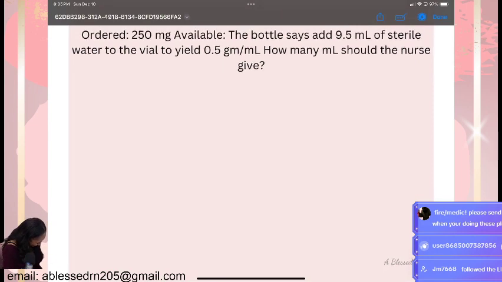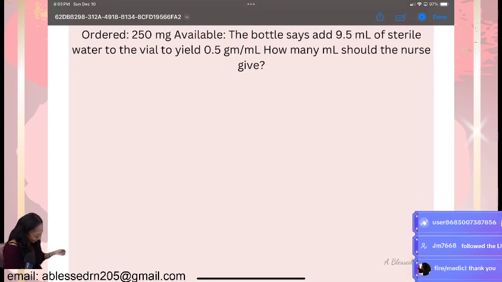All right, so order 250 milligrams available. The bottle says add 9.5 mLs of water to a vial to yield 0.5 grams per mL. How many milliliters should the nurse give?